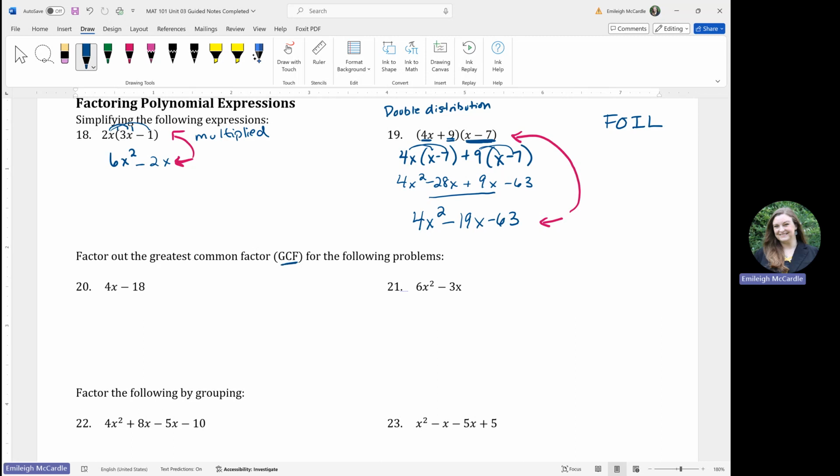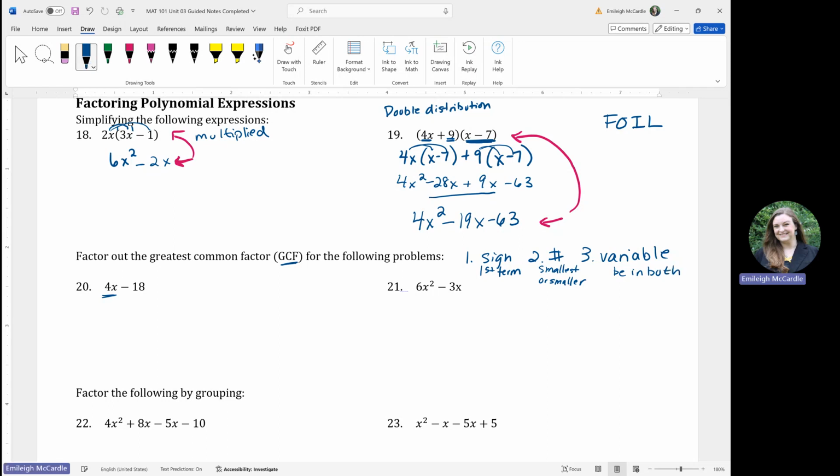There are three parts. The first part is the sign. The second part is the number. The third part is the variable. The sign is always the sign of the first term. So if your first term here is positive, your GCF is positive. If the first term is negative, your GCF is negative. The number is going to be either the smallest or smaller. I'll explain that in a minute. And the variable, it has to be in both.